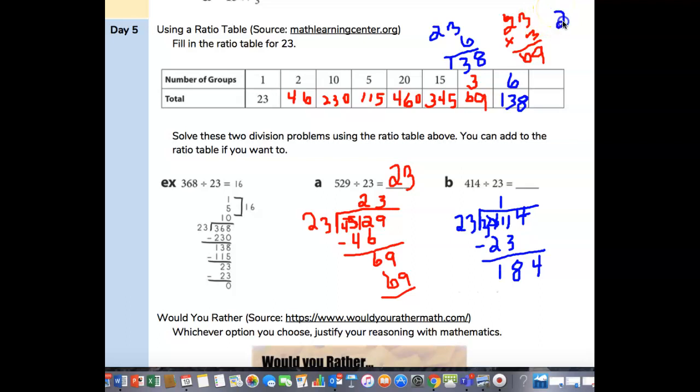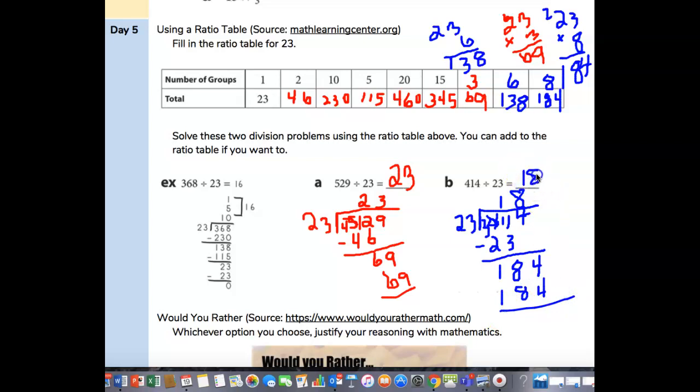So let's try 23 times 8. Let's see what we get there. 8 times 3 is 24. Put down our 4. Carry our 2. 8 times 2 is 16 plus 2 is 18. There's our 184. So we know that this is 8. We've already done the work. 8 times 23 is 184. And so our answer is 18.